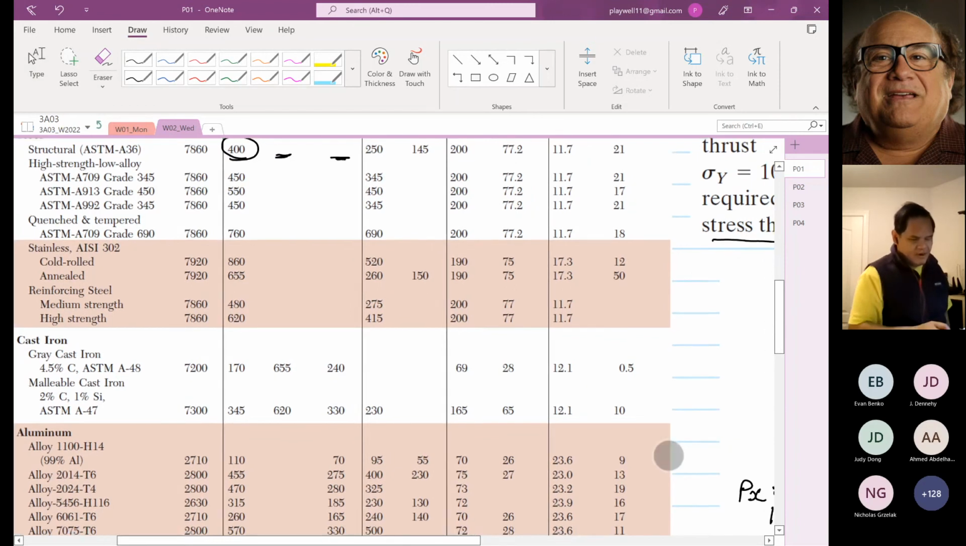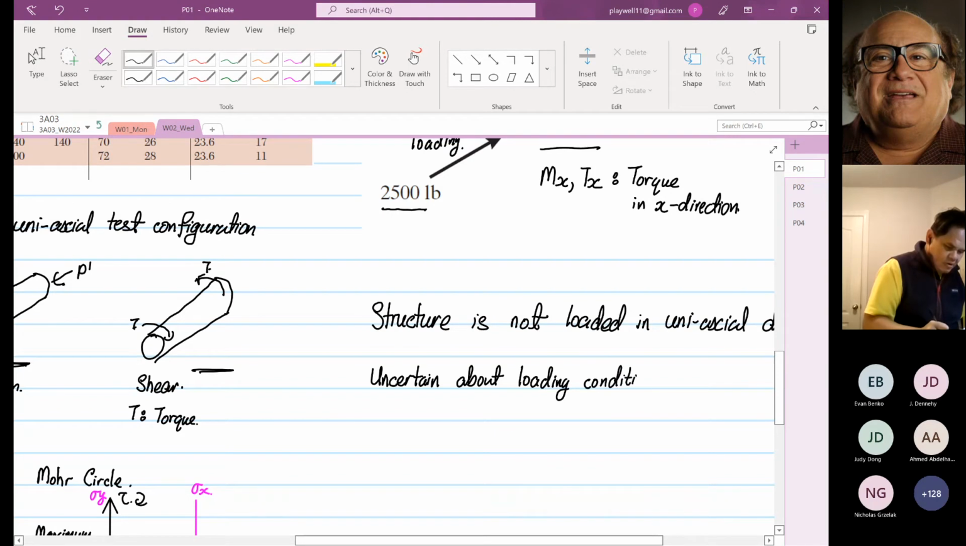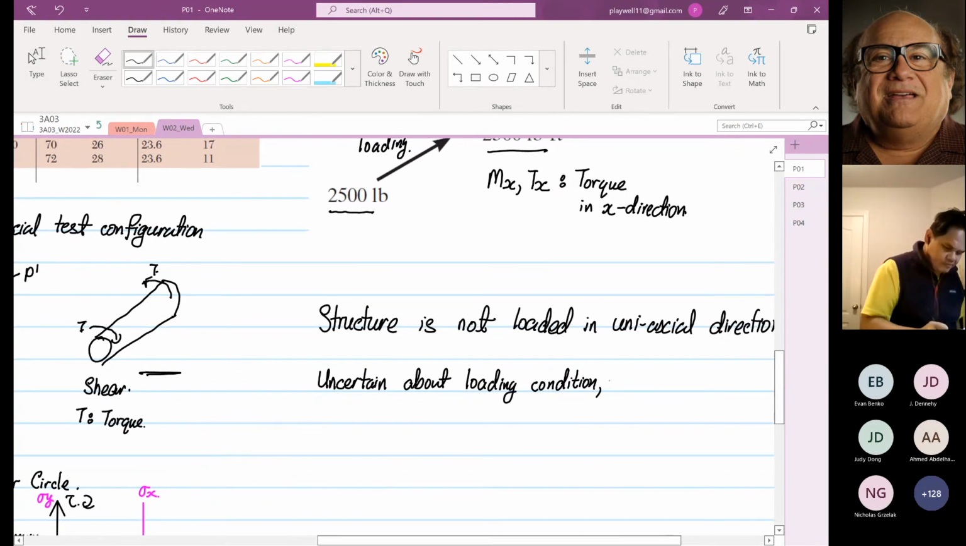Now, when I was younger, I would say, if I'm not sure, when uncertain about loading condition, we can always use a higher factor of safety. So I write down here factor of safety.